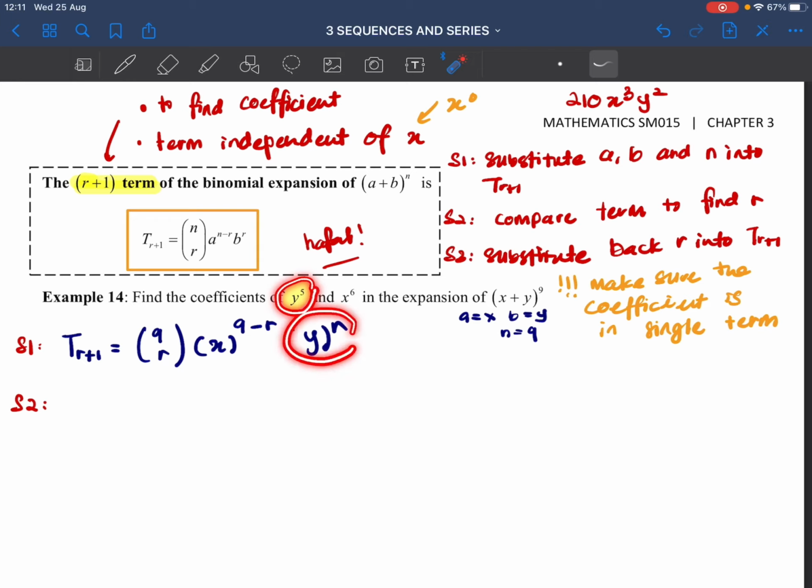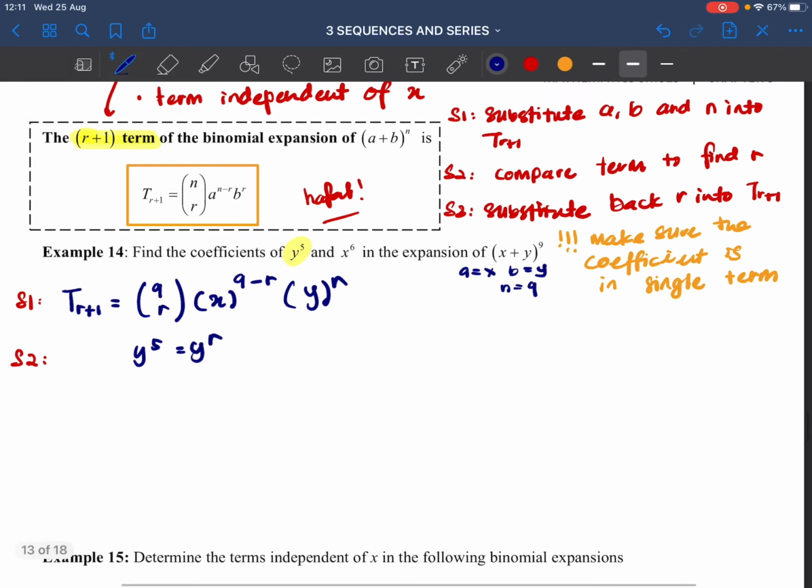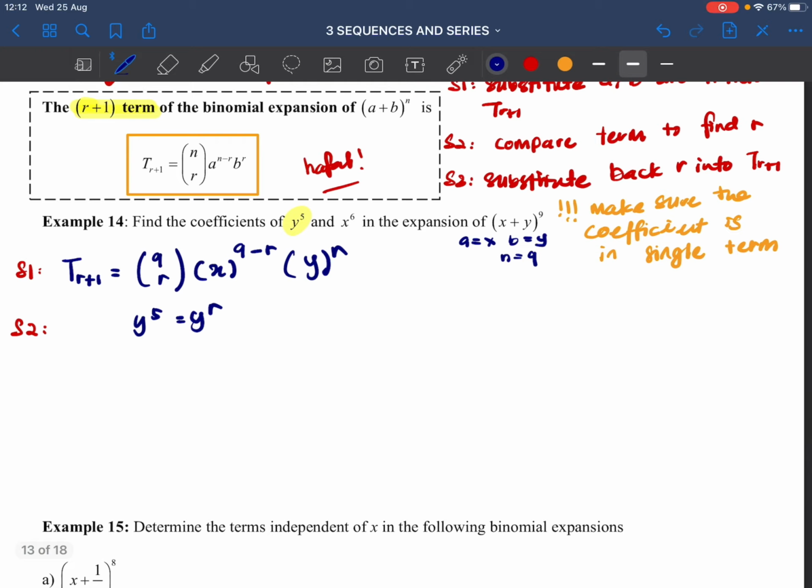Here y is single, so we will compare y to the power of 5 equals y to the power of r. So by using the index rule, the base is the same, which is y. We will get r equals 5. Okay, so now step 3 is we have to substitute back our r into the formula Tr+1. Just here we have Tr+1, our r is 5, so plus 1 we will get 6, which is T6.